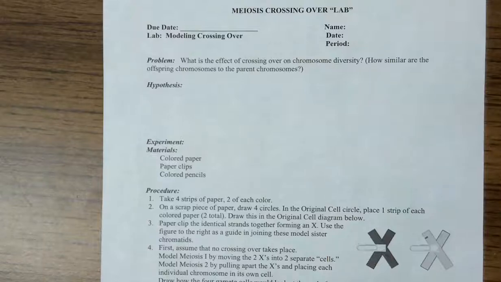So today we're going to be doing the meiosis crossing over lab. It's more of a dry lab, not a regular lab like you would think of, but what we're going to do is look at crossing over. So the problem we're looking at in this lab is, what is the effect of crossing over on chromosome diversity? A little bit easier question to look at is, how similar are the offspring chromosomes to the parent chromosomes?